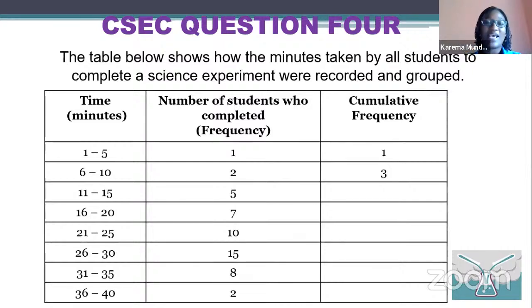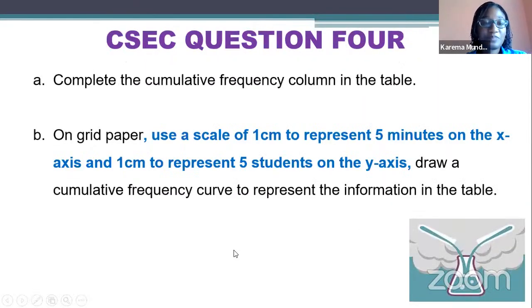So we have our frequency and we have our cumulative frequency column, which has been started for us. I'm suspecting they may ask us to finish it. Let's see. What do you know? Part A, complete the cumulative frequency column in the table. So that's 1. And 2, on grid paper, using a scale of 1 centimeter to represent 5 minutes on the x-axis and 1 centimeter to represent 5 students on the y-axis, draw a cumulative frequency curve to represent the information in the table.